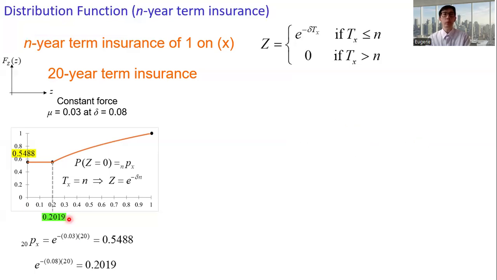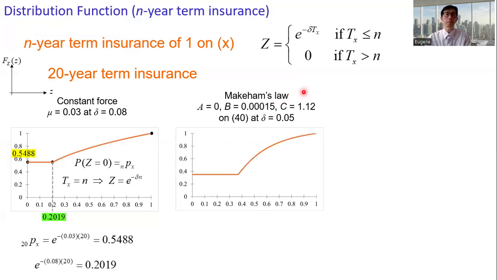And then an illustration according to Makeham's law. And we have the graph corresponding to the CDF of Z. The maximum Z is 1. And then when Z is 0, the probability is npx. And we get 20p40. This is a 20-year term insurance. We get 0.3448. And then at Tx equals 20, we get Z equals 0.3679.